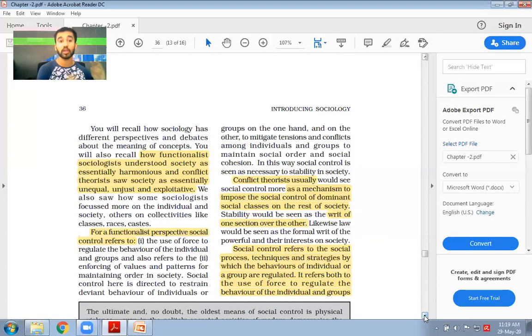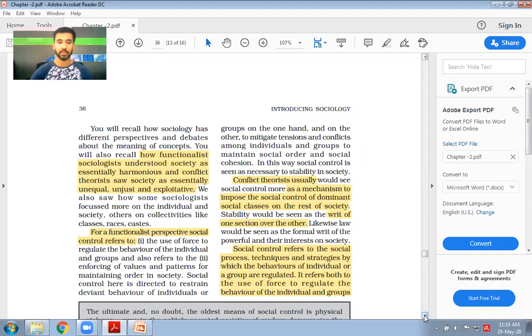This is what your functionalist sociologists say, right? So remember, to understand every concept there are two perspectives. One is the functionalist perspective, the other is your conflict theorist perspective, right? So when we understand social control, then also different perspectives come. One is the functionalist perspective and the other one is your conflict perspective, right?